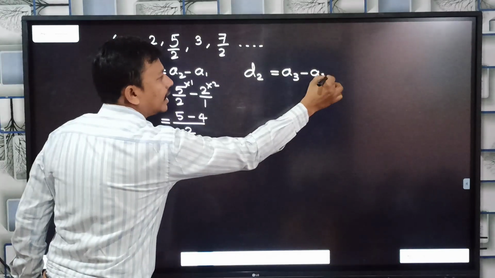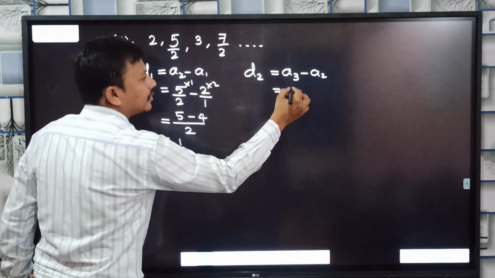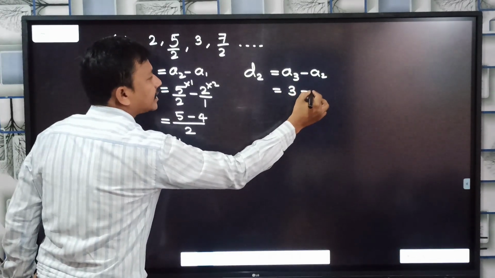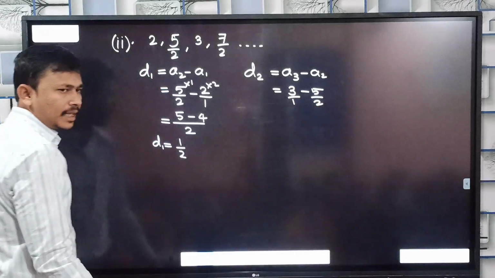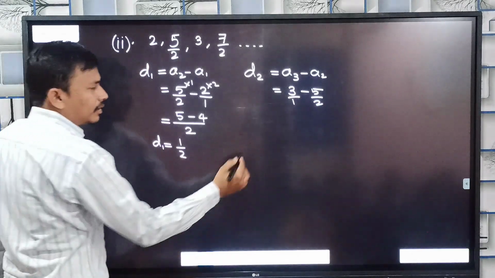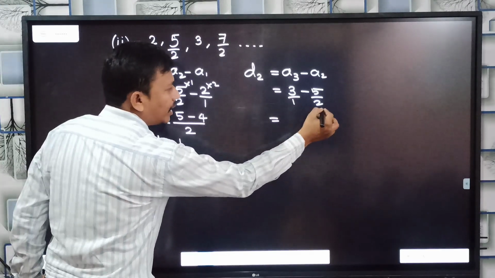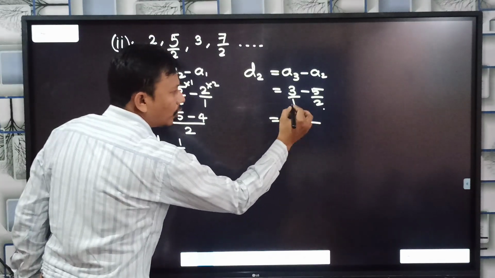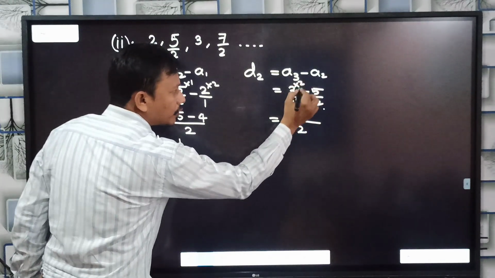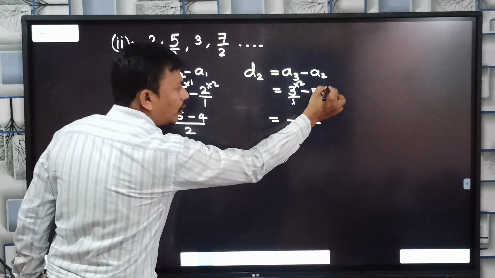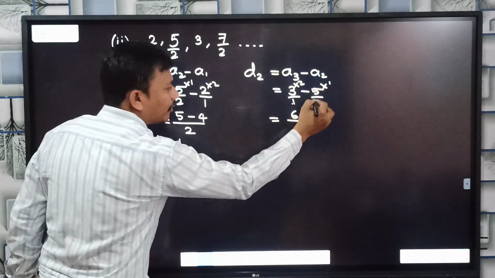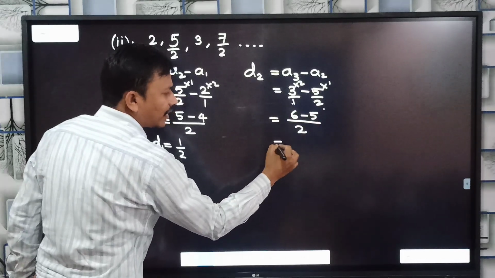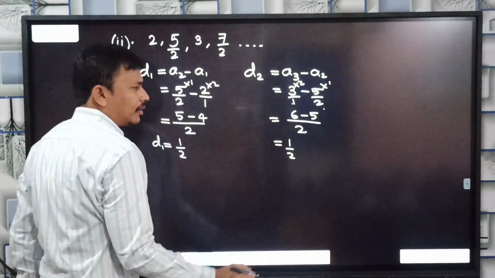D2 is equal to A3 minus A2. What is the third term? 3 minus, what is the second term? 5 divided by 2. 3 is nothing but 3 divided by 1. Then LCM of 1 and 2 is 2. 1 2s are 2, 2 1s are 2. 3 2s are 6, 5 1s are 5. 6 minus 5 is 1 divided by 2.